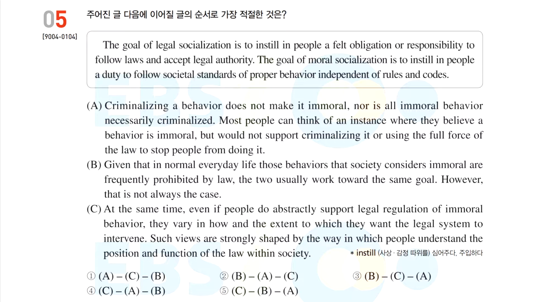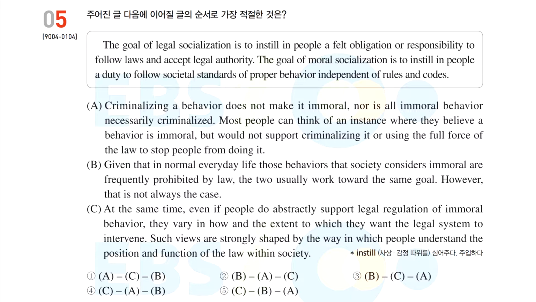Given that in normal everyday life, those behaviors that society considers immoral are frequently prohibited by law, the two usually work toward the same goal. However, that is not always the case. Criminalizing a behavior does not make it immoral, nor is all immoral behavior necessarily criminalized. Most people can think of an instance where they believe a behavior is immoral, but would not support criminalizing it or using the full force of the law to stop people from doing it.